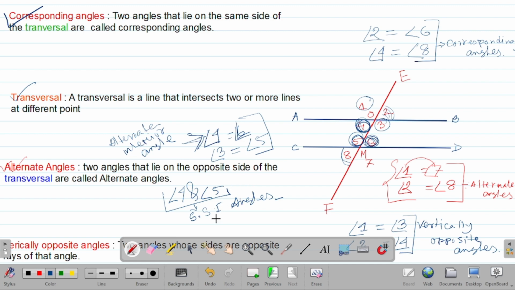If such angles are summed up, then you will get 180 degrees. That means angle 4 plus angle 5 is equal to 180 degrees.